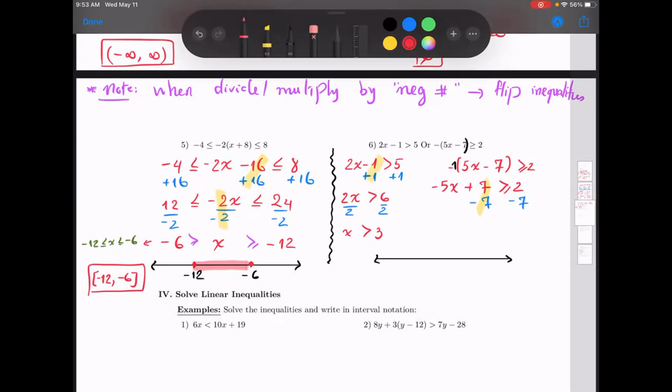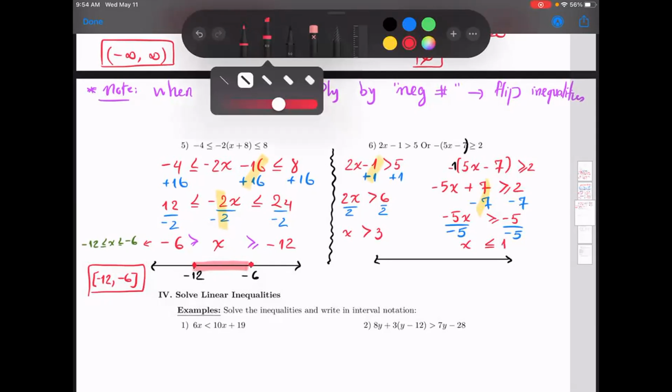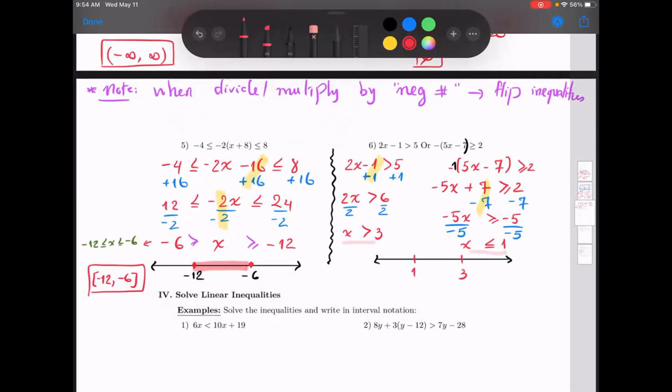I have negative 5x greater than or equal to negative 5. Divide both sides by negative 5. Flip the sign because we divide by a negative number. x is less than or equal to 1. So there are our two numbers, right? We have 3 and then we have 1. 1 first and then 3. And then at 1 is solid. At 3 is hollow.